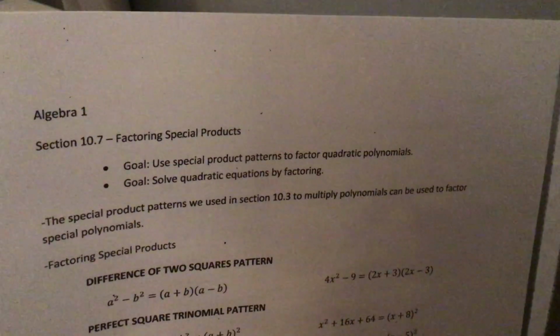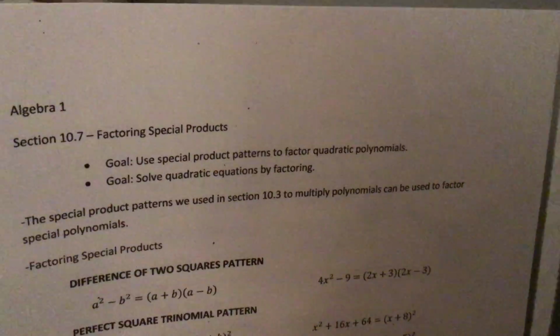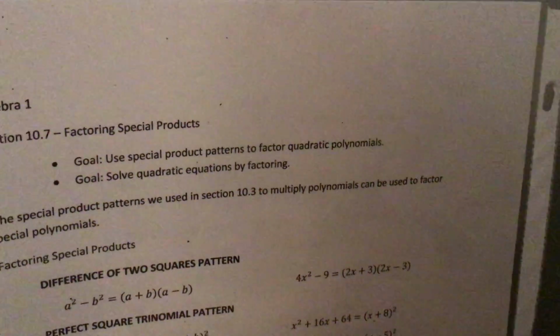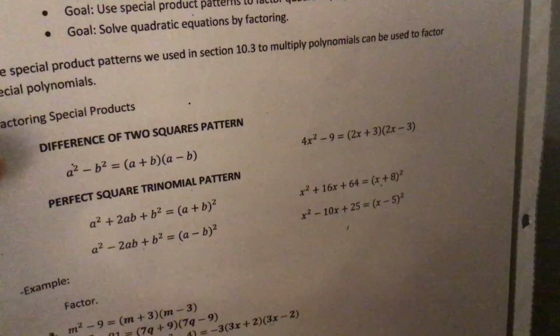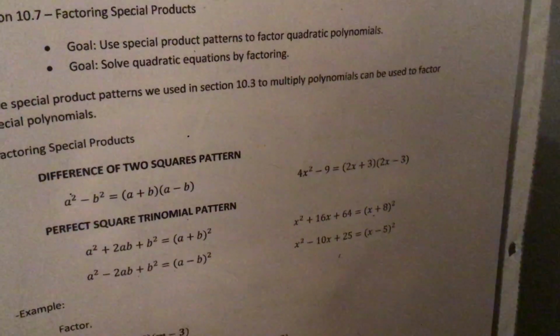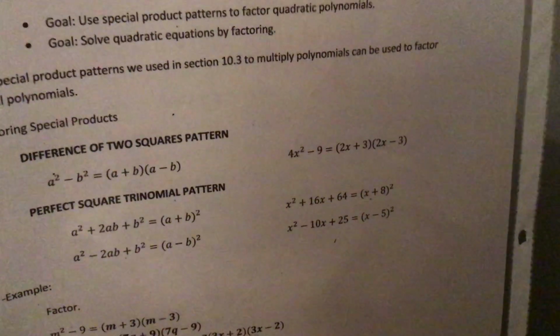Okay, lesson 10.7, factoring special products. So, factoring special products, this is just a shortcut for you guys. If you notice a quadratic falls into one of these patterns, then you don't have to go through factors of A and factors of C to get to B. You can just write it as one of these special products.